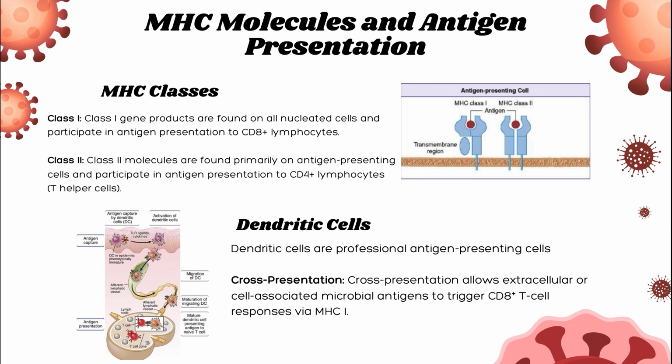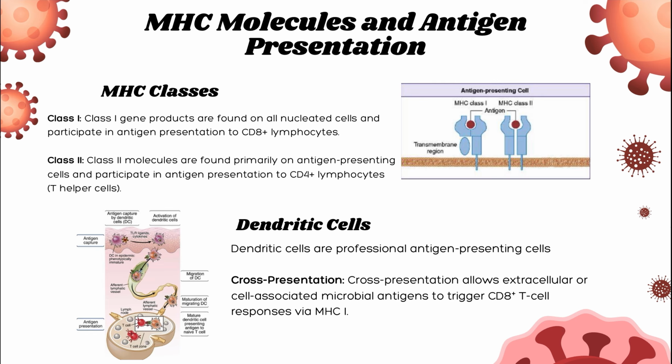MHC molecules and antigen presentation. For the MHC classes, class 1 gene products are found on all nucleated cells and participate in antigen presentation to CD8 lymphocytes, which are able to eliminate virus-infected and tumor cells. Class 2 molecules are found primarily on antigen-presenting cells such as macrophages and dendritic cells, and participate in antigen presentation to CD4 lymphocytes, or T helper cells, which are able to activate macrophages and help B cells produce antibodies.